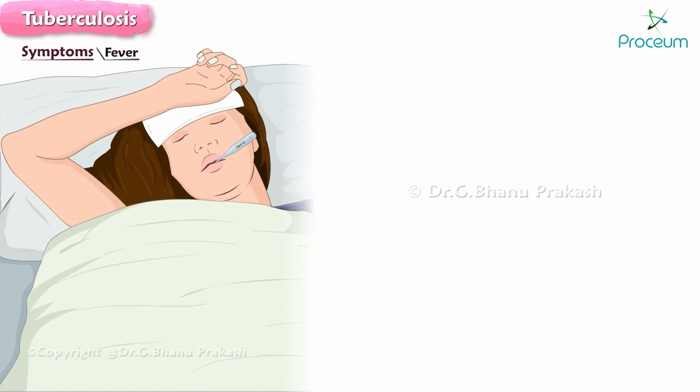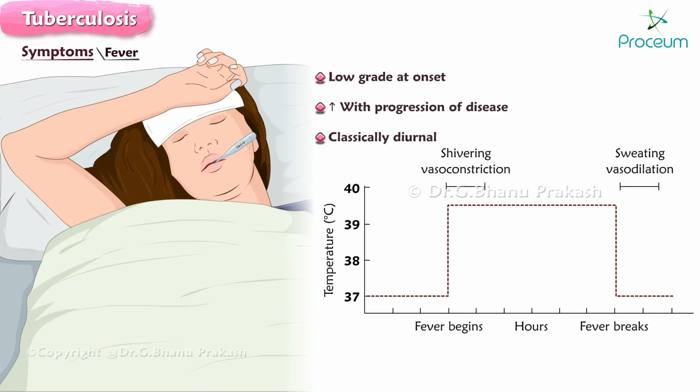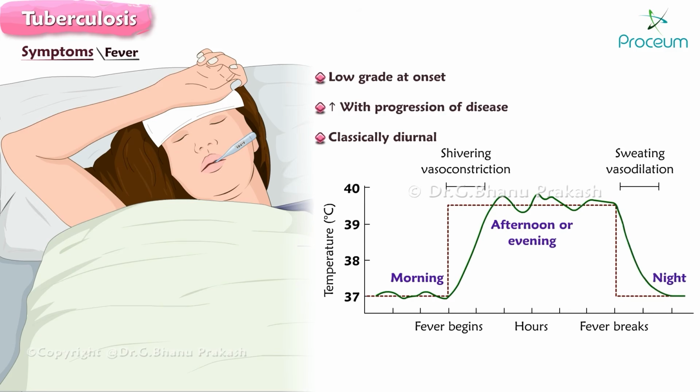Fever. It's usually low-grade at the onset, but becomes marked with the progression of the disease. It's classically diurnal, with an afebrile period early in the morning and a gradual rising temperature throughout the day, reaching a peak in the late afternoon or evening. Fever subsides during sleep, but night sweats may occur. Fever and night sweats are more common among patients with advanced pulmonary tuberculosis.